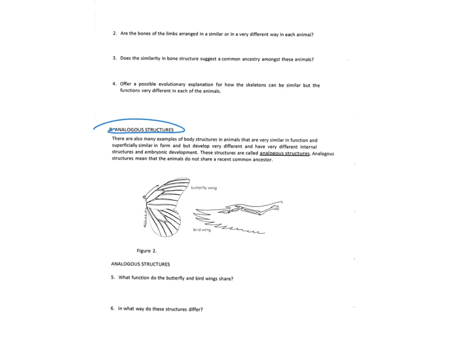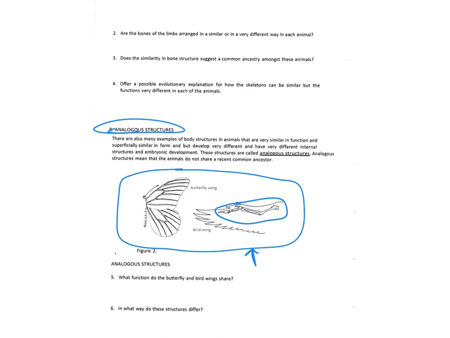Analogous structures. Remember, these are structures that do the same thing. So these wings both help the animal fly. However, they have a totally different structure. A wing here has bones in it. A butterfly is a type of insect, and it doesn't have any bones. So they do the same thing, however they have a totally different structure. Here it's talking about common ancestry, common relative. That's what we're looking at here.